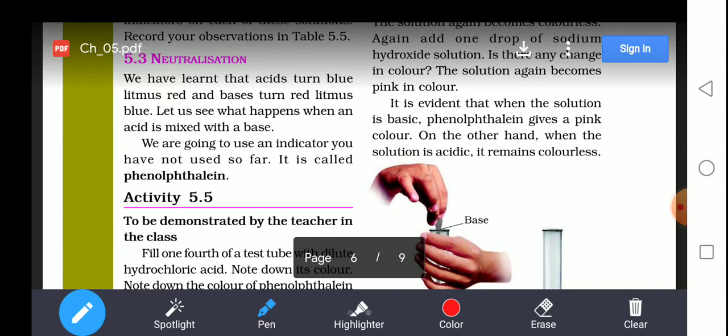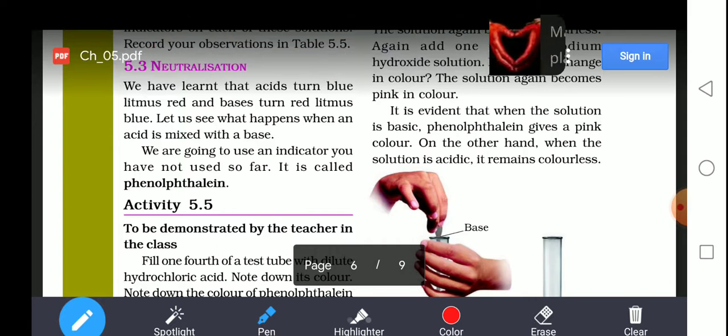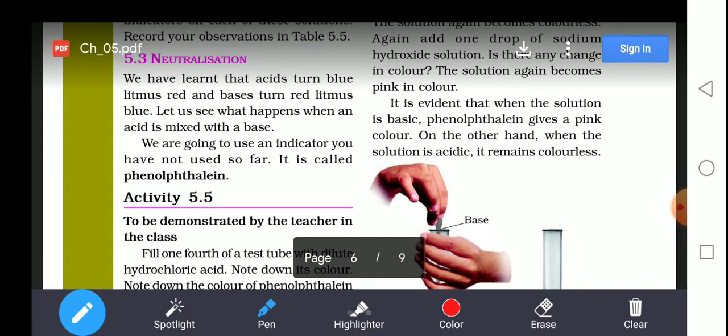Let us see what happens when an acid is mixed with a base. We are going to use an indicator you have not used so far. It is called phenolphthalein. It is also an indicator, like the natural indicators we studied earlier, such as China rose petals, litmus paper and turmeric. Among them, this is also one type of indicator, phenolphthalein.